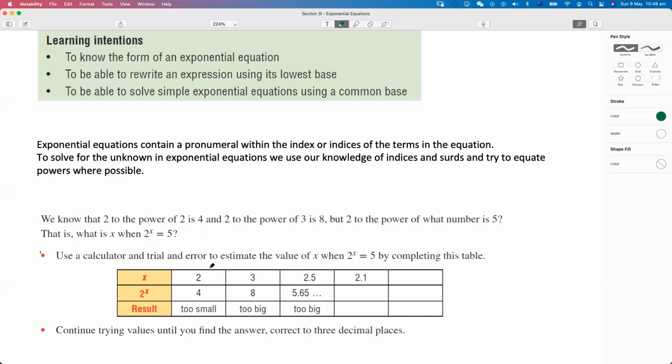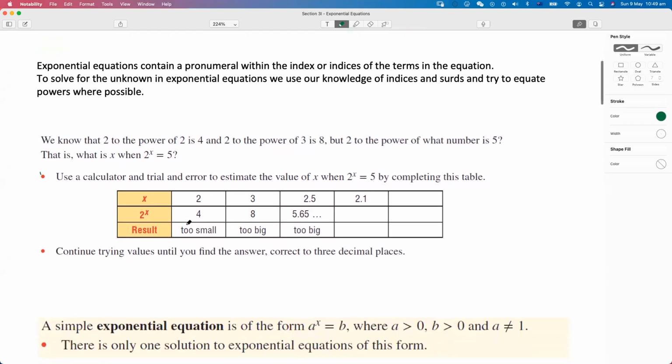Use the calculator and trial and error to estimate the value of x when 2 to the power of x is equal to 5 by completing this table. So we've got this table, and we know 2 to the power of 2 is 4. That's too small to get 5. And if we go to 3, 2 to the power of 3 is 8, and that's too big. In other words, this x has to be between 2 and 3, because our number 5 is between 4 and 8.